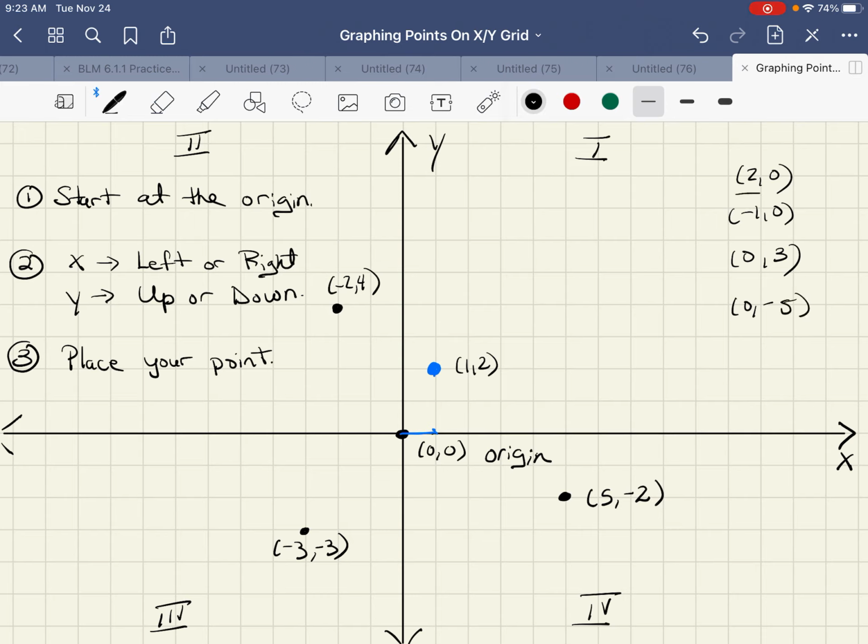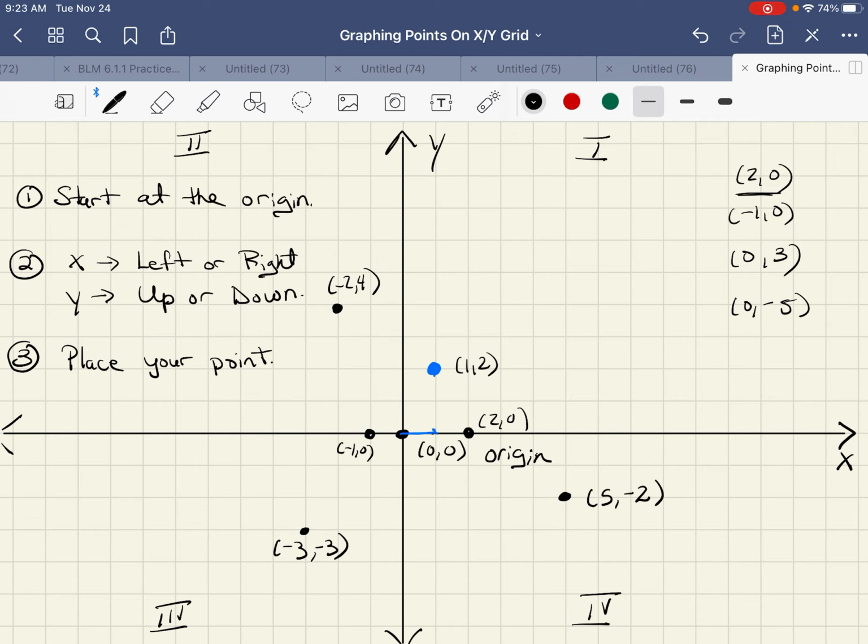So again, this first one here, 2, 0, I start in the middle, I go 1, 2 to the right. Now Y is 0, so I'm not going to go up or down. So that point 2, 0 is going to lie right on the x-axis. Likewise, negative 1, 0, I start in the middle, I go negative 1 to the left, Y is 0. So that point's going to lie on the x-axis.